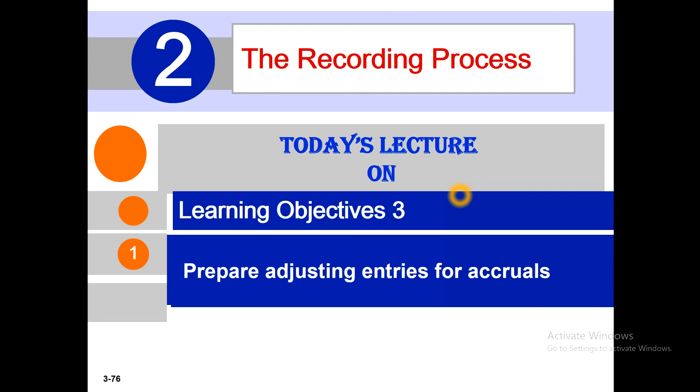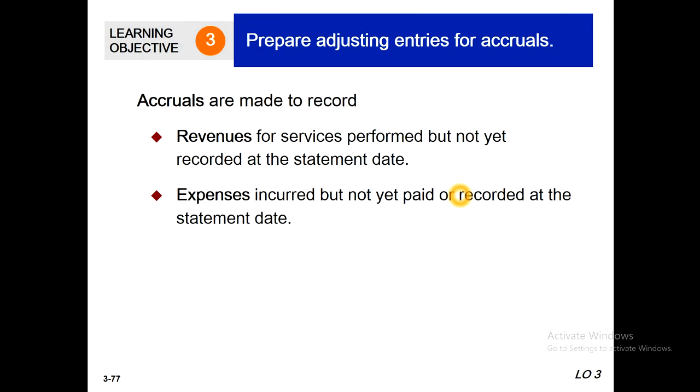Today's lecture is on learning objective 3, prepare adjusting entries for accruals. Accruals are made to record revenues for services performed but not yet recorded at the statement date, or expenses incurred but not yet paid or recorded at the statement date.